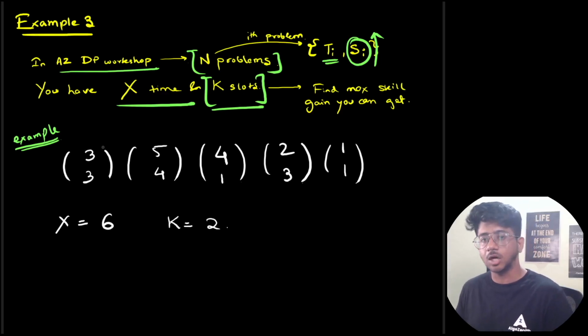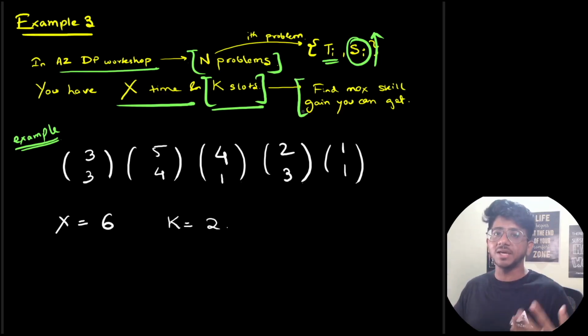Out of all the problems in the workshop, which should not be the case, you should solve all the problems. But let's say you have only K slots. Find the maximum skill gain that you can make after the best possible choices for the K slots and the X time that you have.